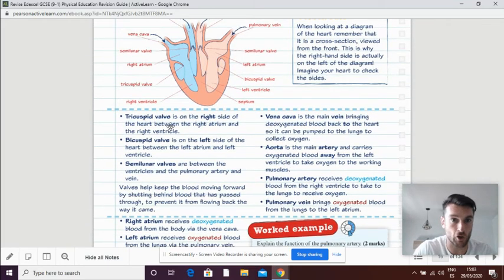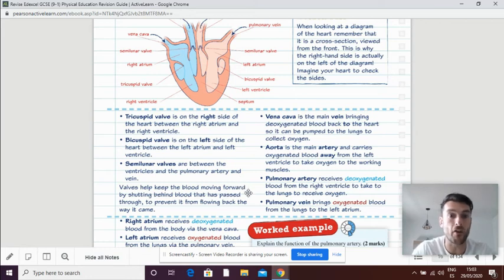The tricuspid valve is on the right side of the heart between the right atrium and the right ventricle. The bicuspid valve is on the left side of the heart between the left atrium and the left ventricle. The semilunar valves are between the ventricles and the pulmonary artery and aorta.